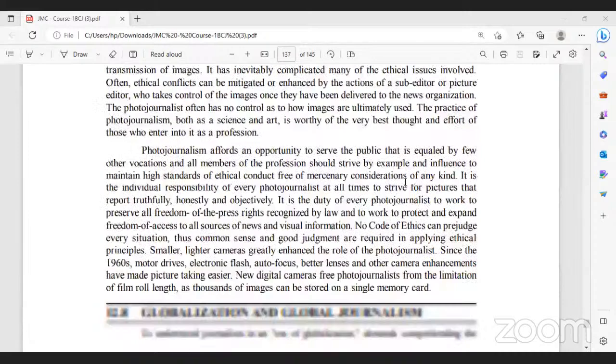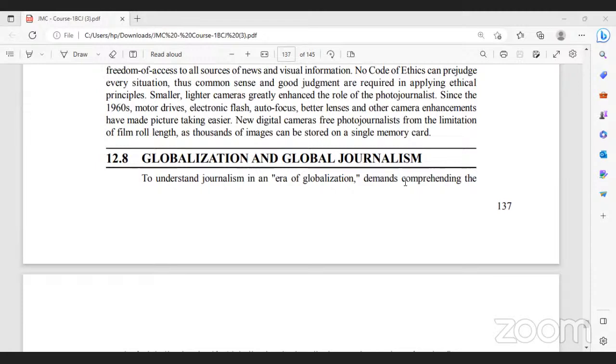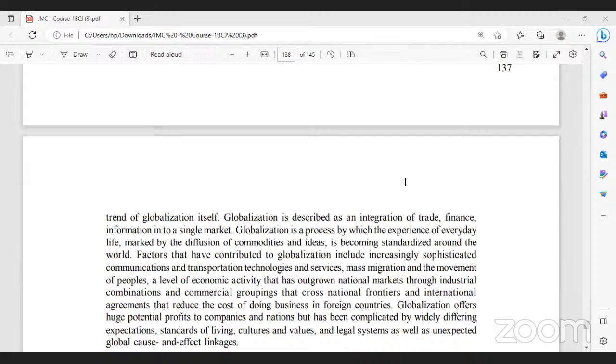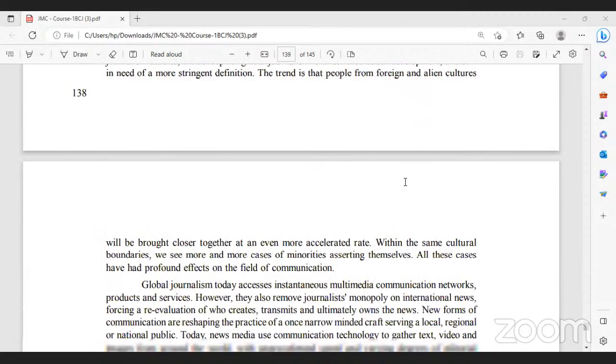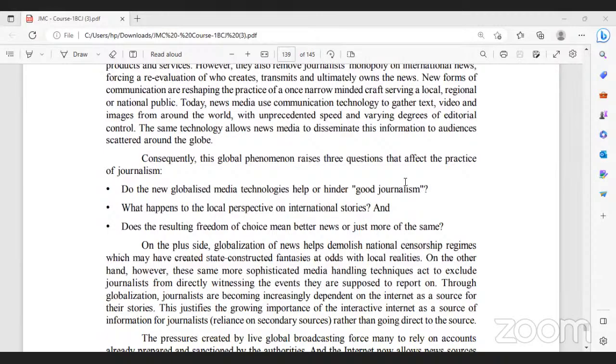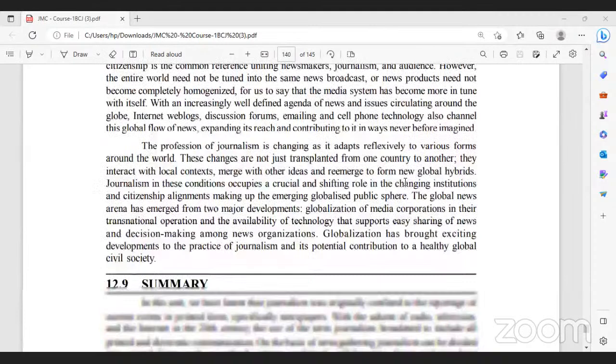Then global journalism. So we are now in the era of globalization. Globalization, as we understand, is part of the trade, finance, and about the market, where the world is turning into a single market. So as part of that, we have many economic policies and all those things. So global journalism is also very important to understand how the economy is important, and how the business is being done, what is the transaction, what are the rules, what are the policies, and whether it is working in the favor of our own country or not.